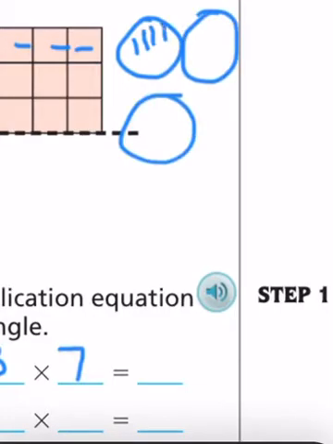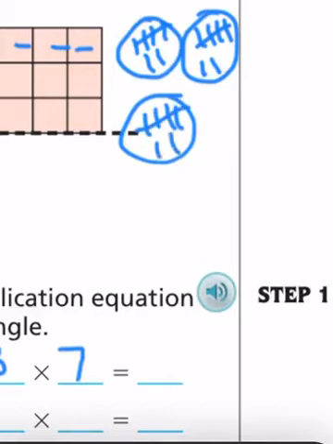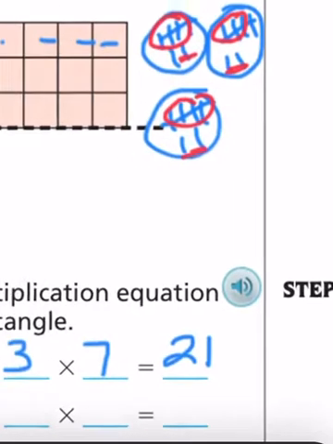And I'll make 5, 6, 7. A group of 5, 6, 7. Now I can count up the groups of 5. There's 5, 10, 15, 16, 17, 18, 19, 20, 21. So 3 times 7, 3 groups of 7 is 21.